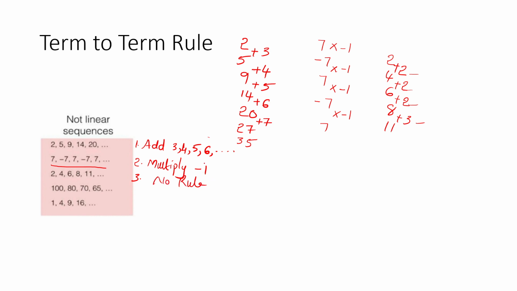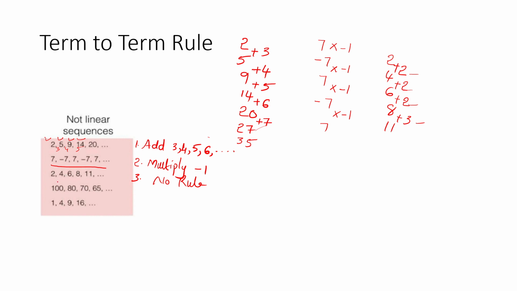Okay. Even though the sequences are non-linear sequences, they may have some term to term rule, because in the first case we can see that the change is not constant, but there is a pattern for the elements. Okay, that is first 2 comes, then 5 comes, then 9 comes, then 14 comes. That is it is added with 3, 4, 5, like that. There is some pattern. Okay, so there is a rule, but it is a non-linear sequence.